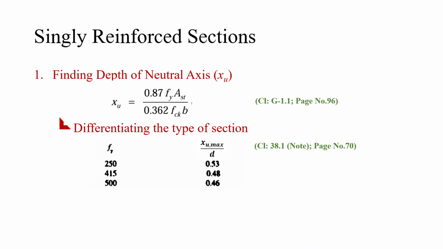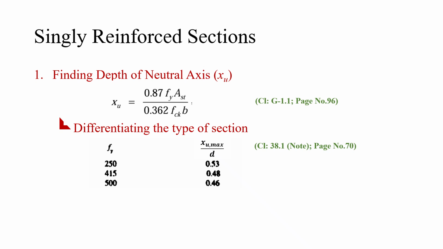So these are the xu max by d, that is the limiting depth of neutral axis in terms of ratio with respect to effective depth. They have given it in clause 38.1, page number 70 of IS 456 2000. For 250 grade of steel it is 0.53, for 415 grade of steel it is 0.48, and for 500 it is 0.46. If we want xu max, that is the limiting depth of neutral axis, we just multiply these values with the effective depth d, then we'll be getting xu max.